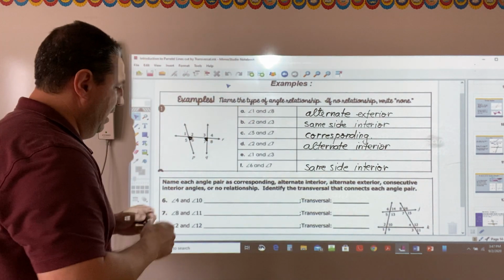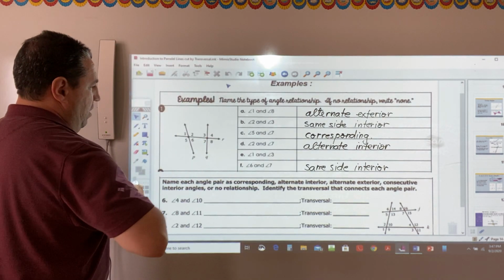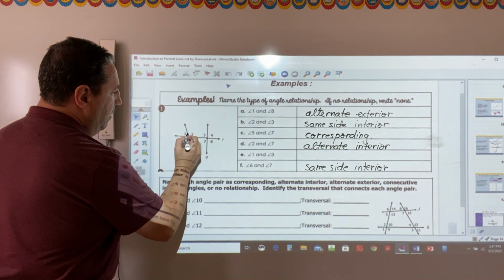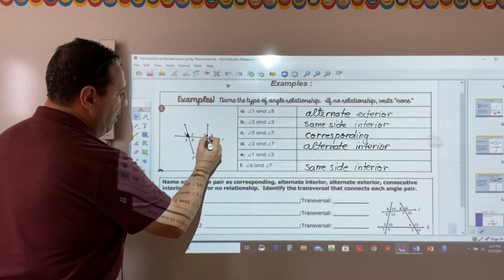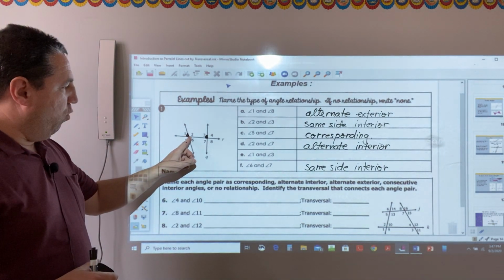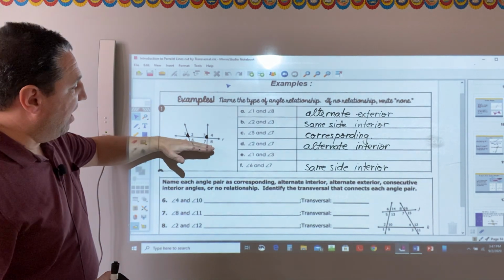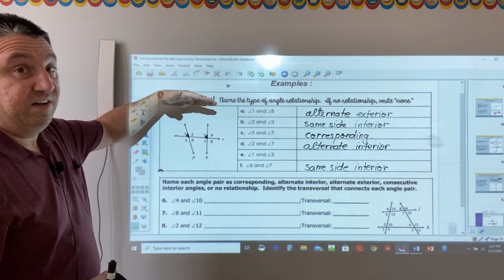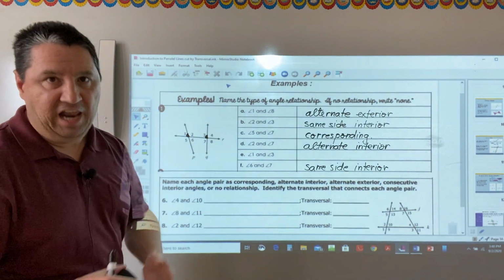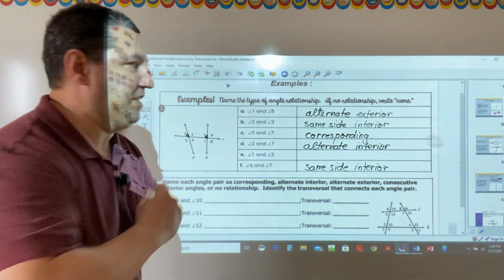Good. And 1 and 3. As we can see, 1 and 3 are in the same location. Why? Because they are both on the same side of the transversal, and they are both to the left of the lines. Same location. So, what's the name? It is corresponding.